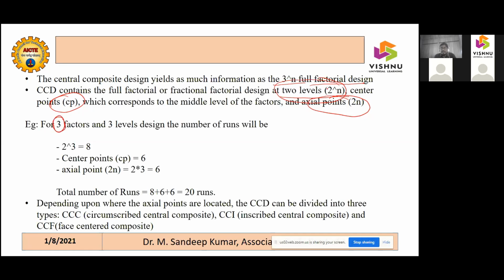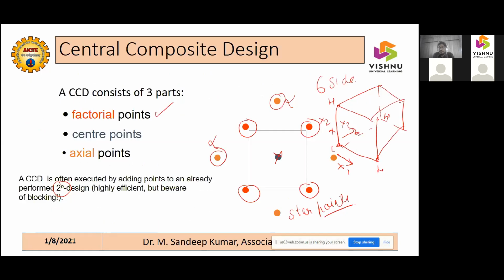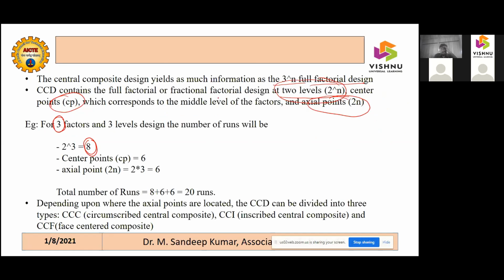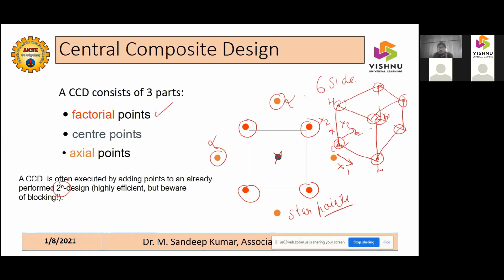So what does it do? 2 to the power of n, n is 3, so I have 8 points here, 1, 2, 3, 4, 5, 6, 7, and 8 points at the corners. These 8 corners of a cube represent the full factorial or fractional factorial design. Then I have 6 center points, the center points of the sides. I have 6 sides, isn't it? So I'll be looking for 6 center points for all the 6 sides.